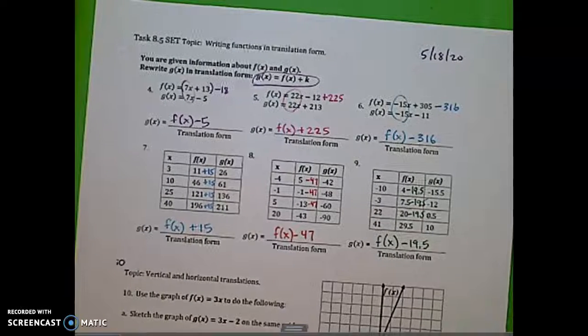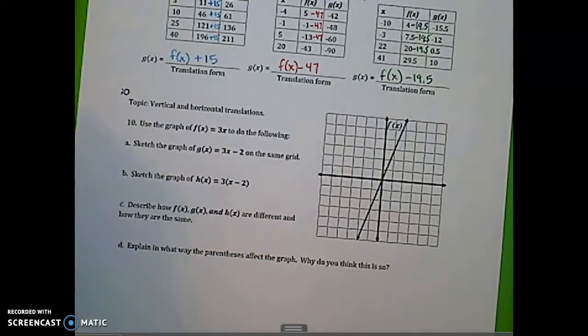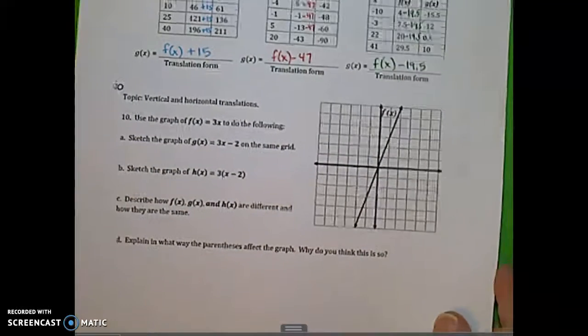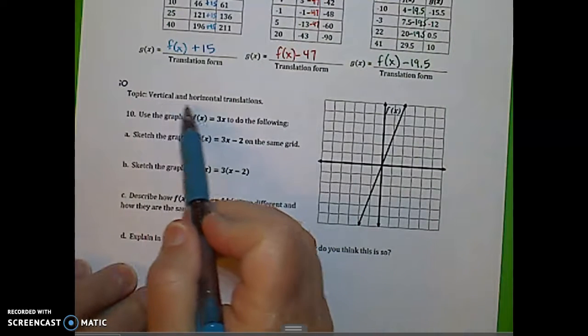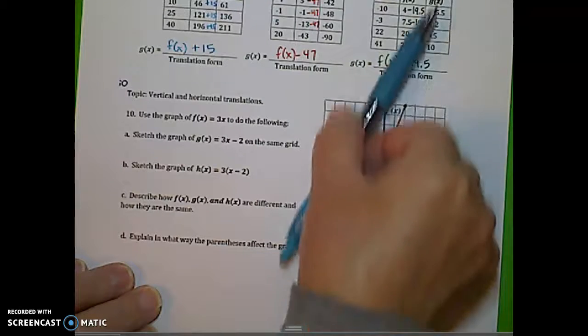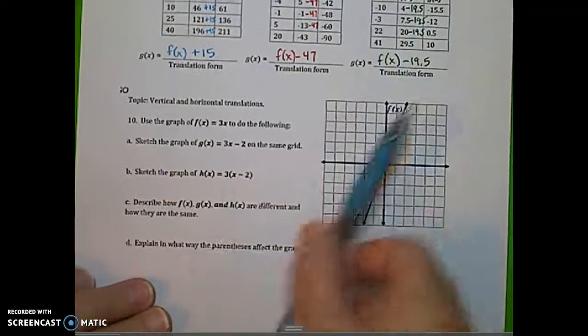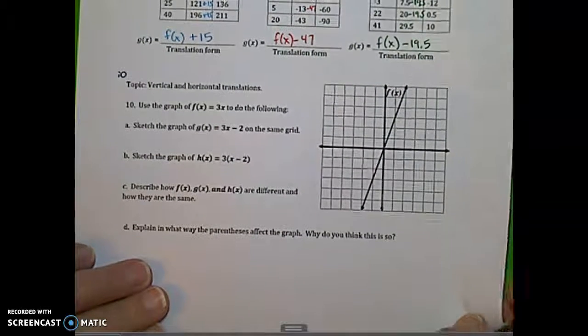Okay, we're going to quickly finish up the notes for writing functions. We have this one part here. It's actually task 8.5 Go, I believe. So the topic is vertical and horizontal translations. Actually, we've only talked about vertical translations so far, so we're going to try to see what we can learn about horizontal translations real quick.